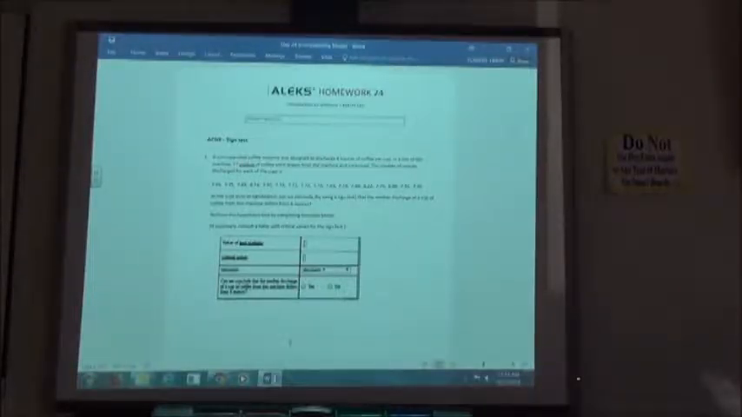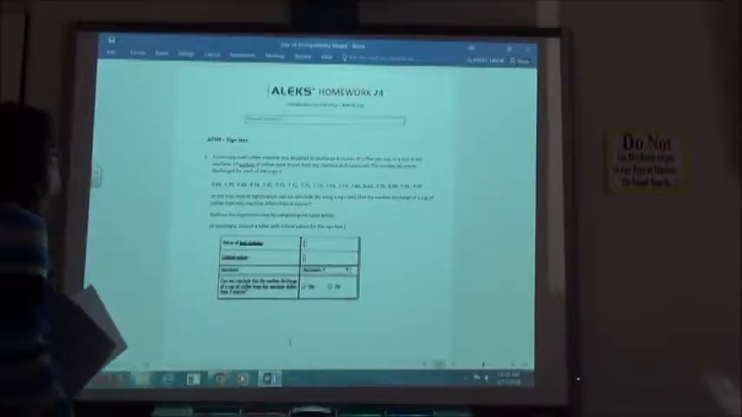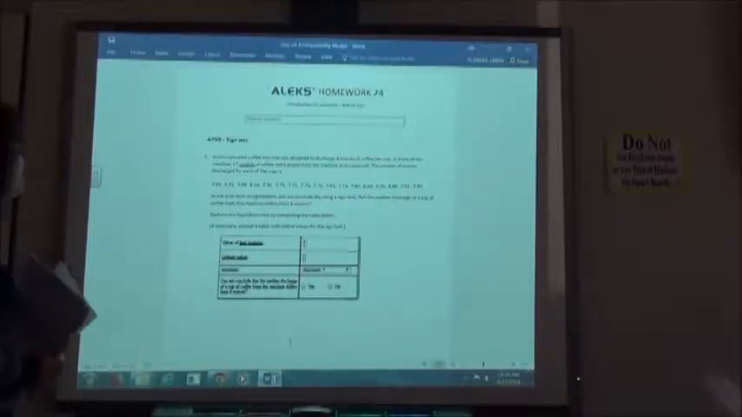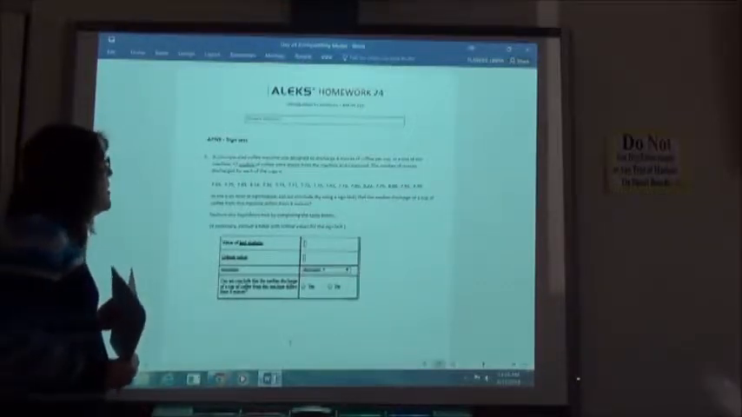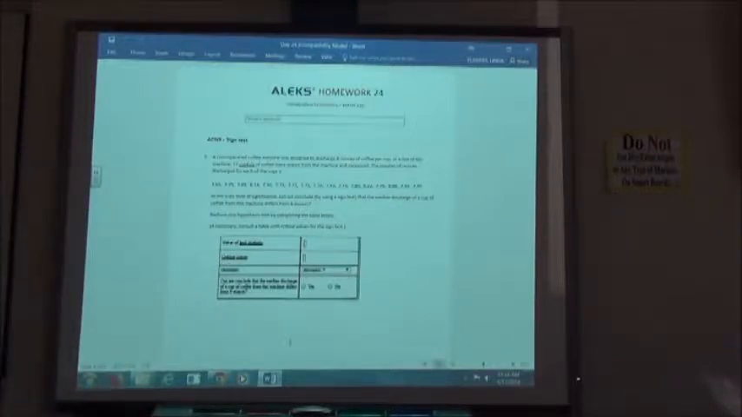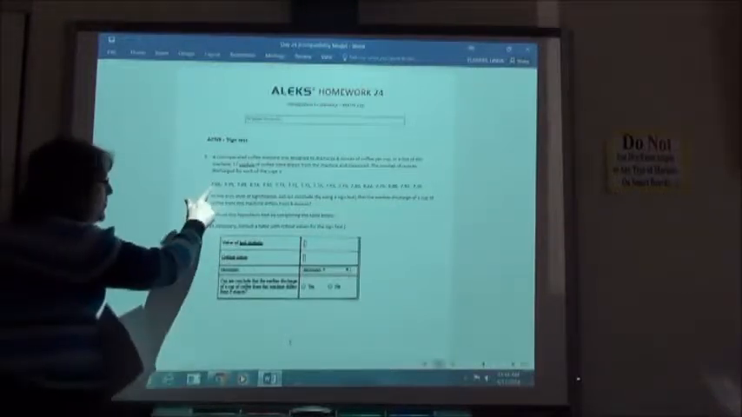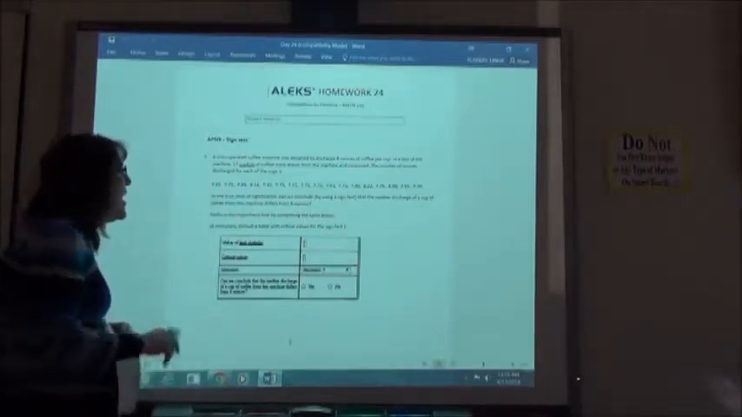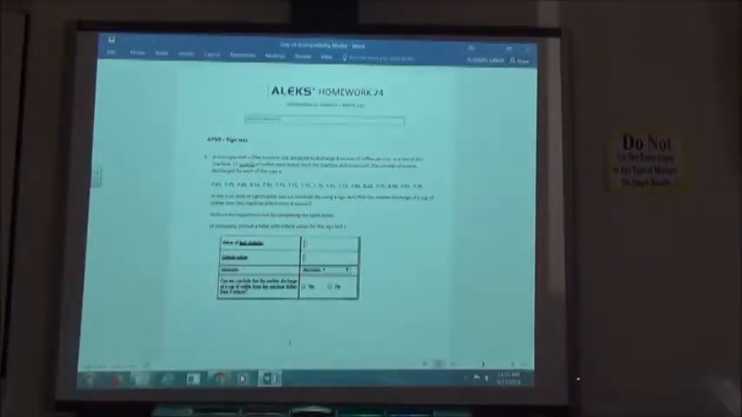All right, the last homework is homework 24. It just has two topics, both having to do with sign tests. It says a coin-operated coffee machine was designed to discharge 8 ounces of coffee per cup. In a test of the machine, 17 cupfuls of coffee were drawn from the machine and measured. The number of ounces discharged for each cup of coffee is 7.5 ounces, 7.75, 7.89, 8.24, and so forth.